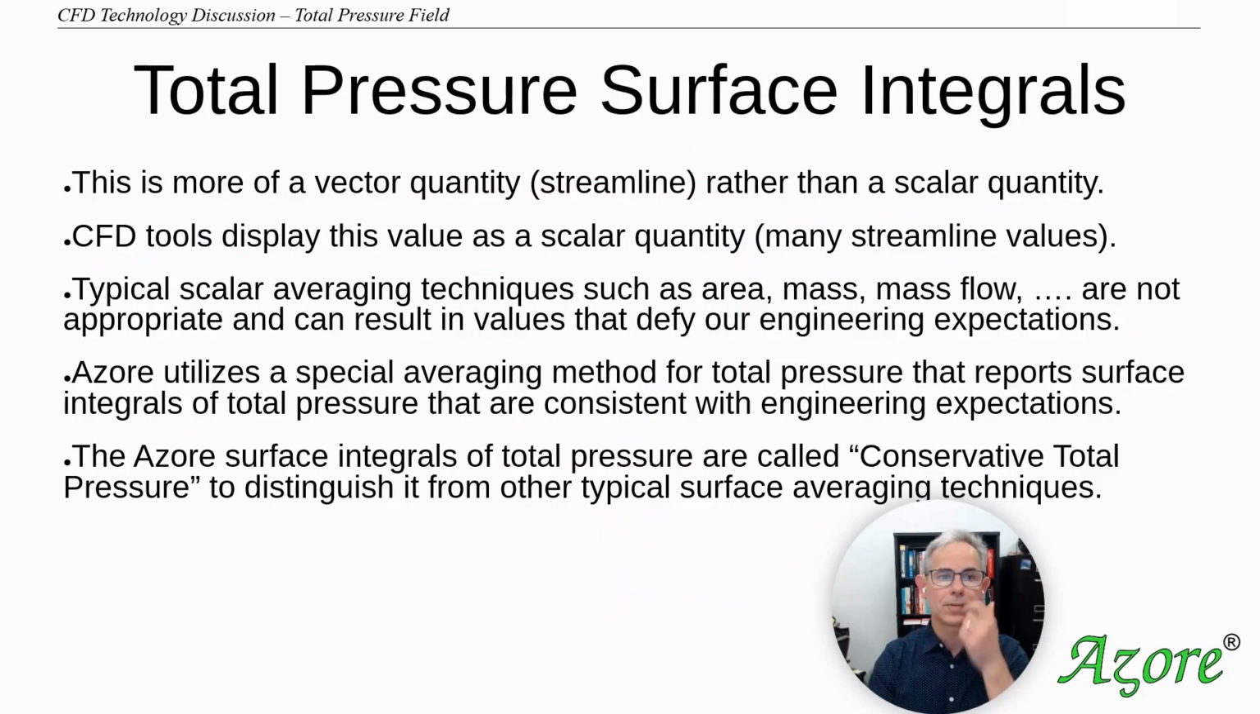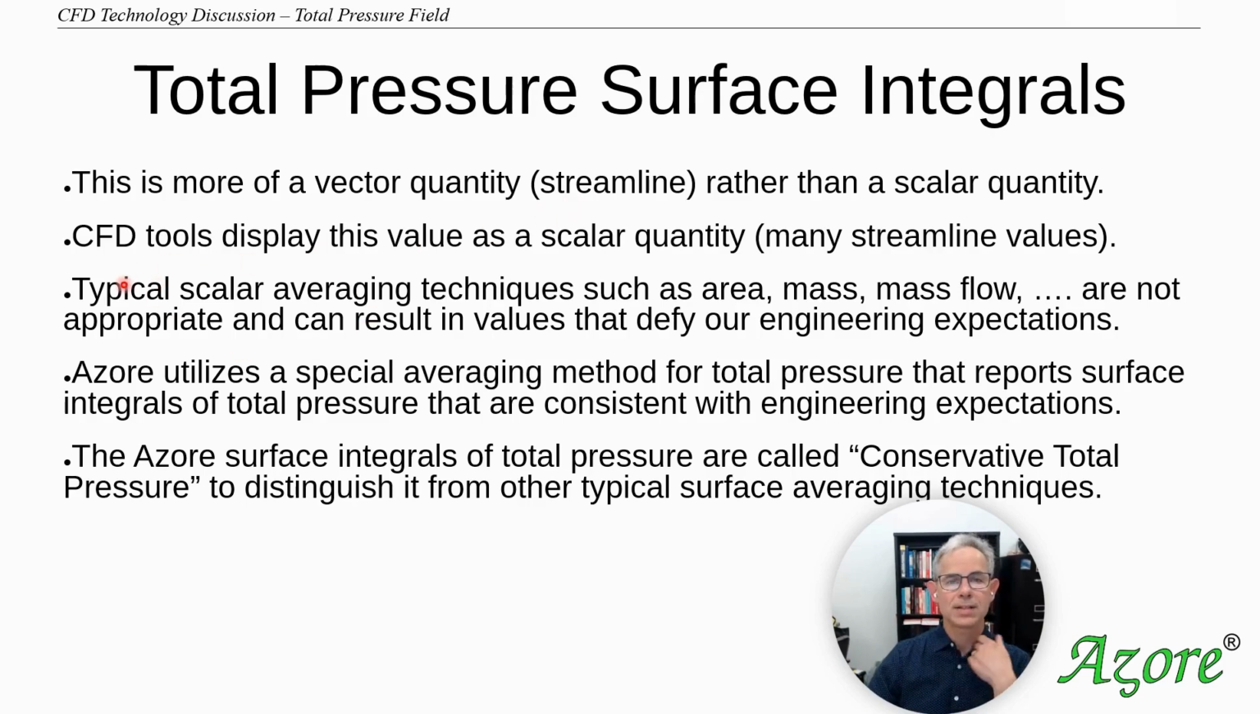So, total pressure surface integrals. Total pressure is really a vector quantity in some sense. It's along a streamline rather than a scalar quantity. CFD tools display total pressure. You can look at it as a filled quantity and it is a scalar value, but really that contour of total pressure on a cutting plane is a bunch of total pressures from a whole bunch of fluid streamlines. It is not a conserved quantity like temperature, for instance.